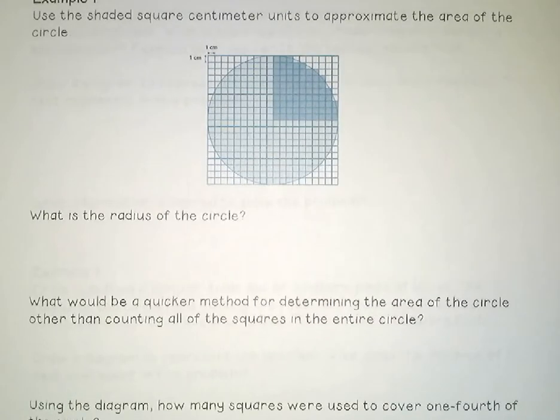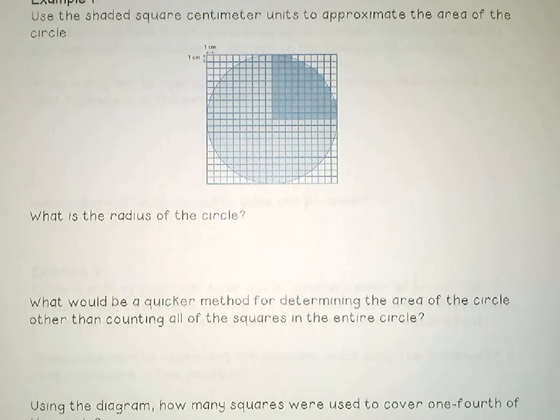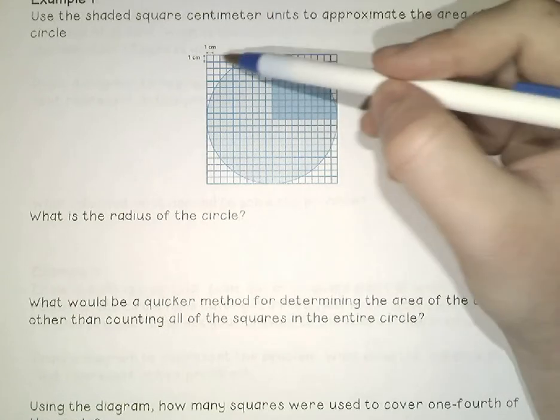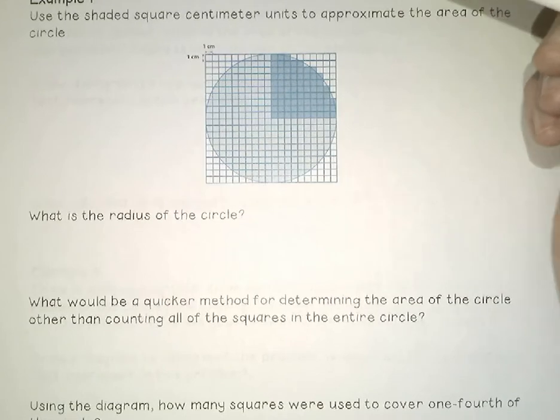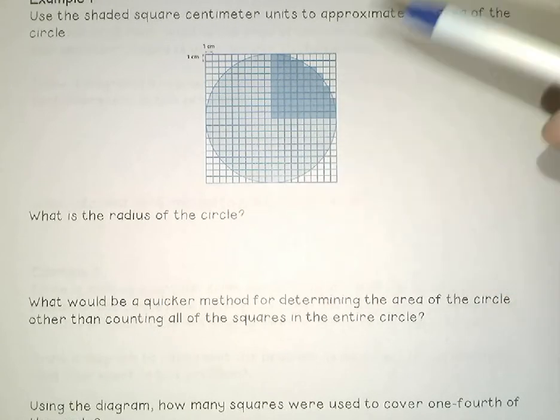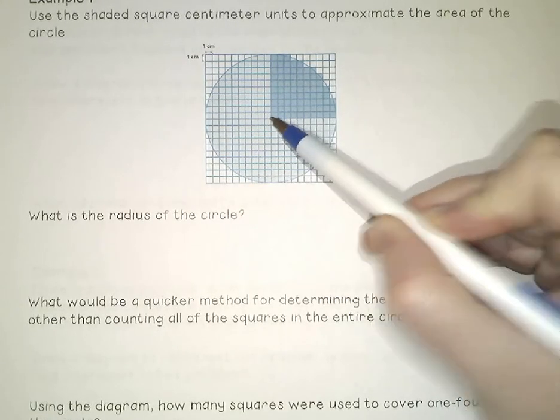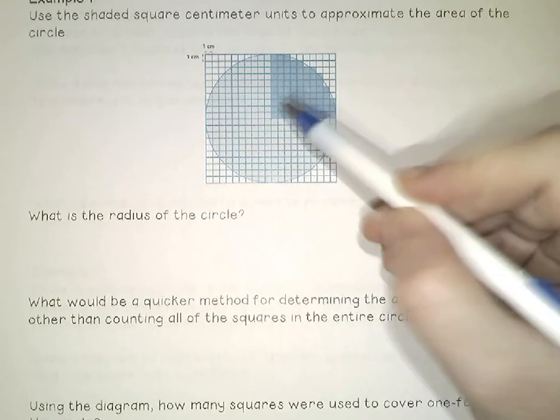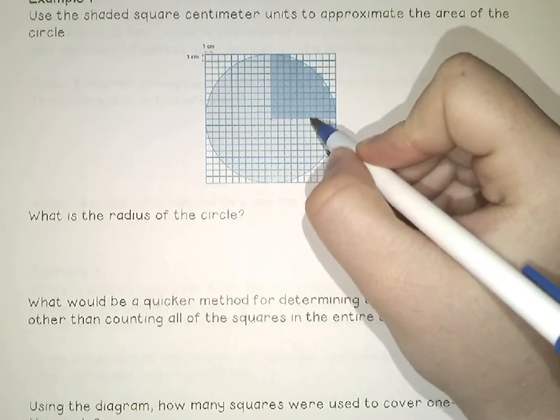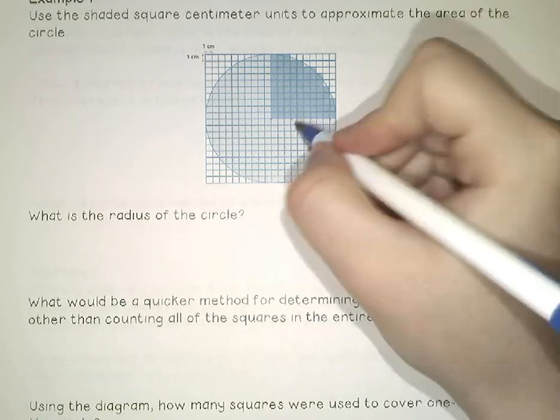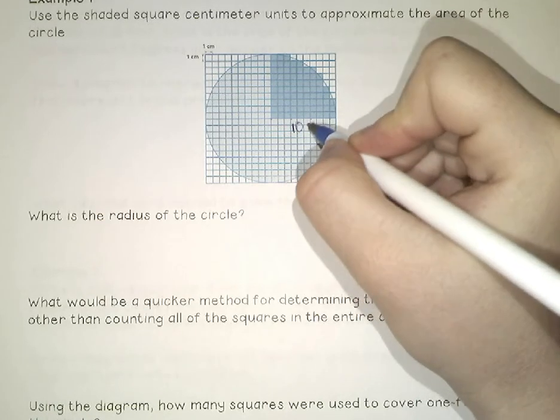Example 1. Use the shaded square centimeter units to approximate the area of the circle. Each square in this picture is equivalent to 1 centimeter. What is the radius of this circle? If I'm looking from the center to the outside of my circle, I can count all of these squares. So I have 3, 6, 9, 10. So that is 10 centimeters.